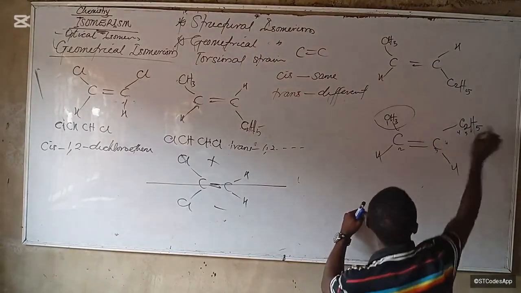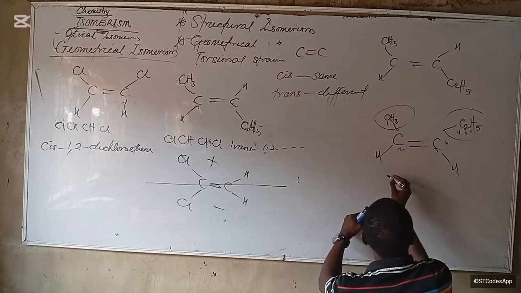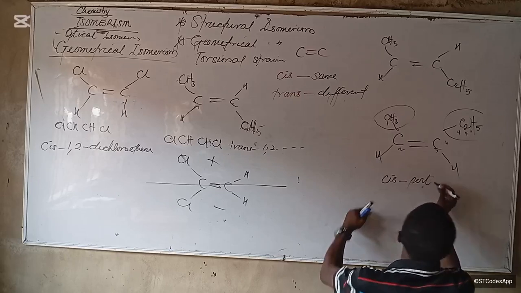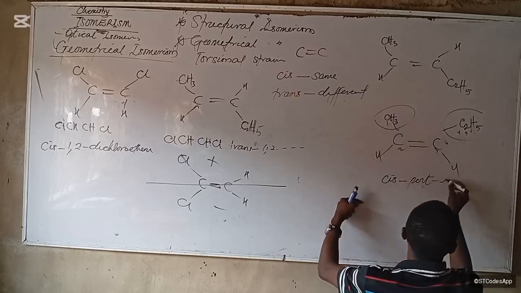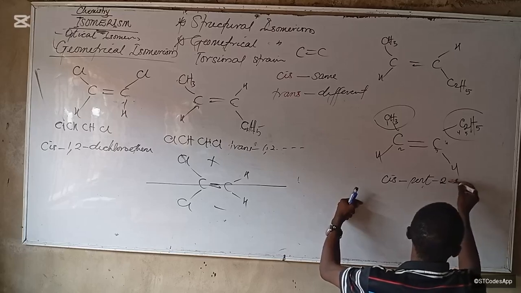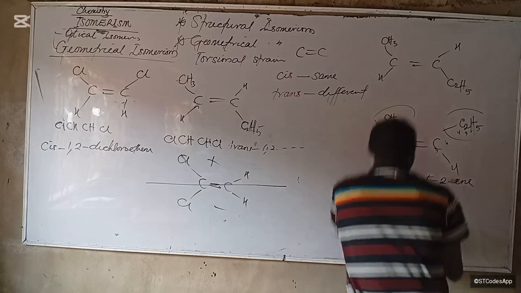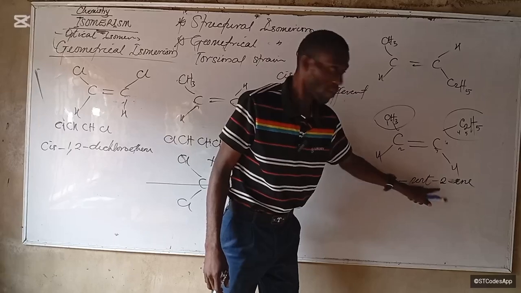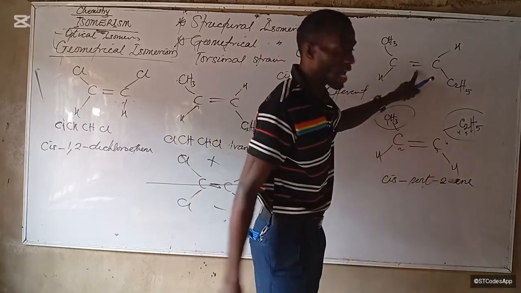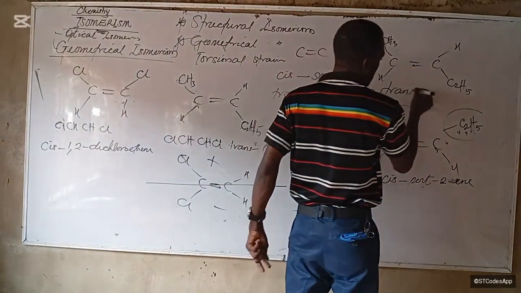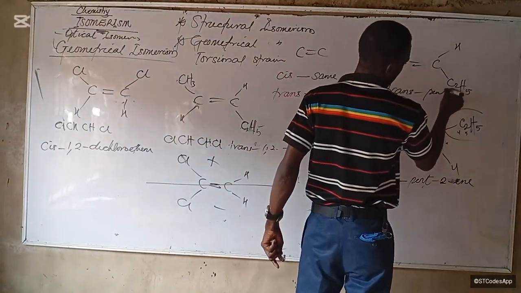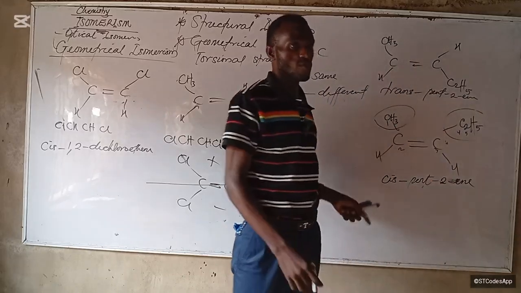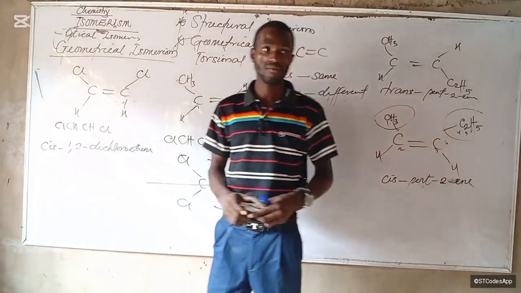Because these groups are on the same side of the double bond, we say this is cis. Pent-2-ene, because the double bond is on carbon 2. Is it clear? Cis-pent-2-ene. But this one, they're on different sides, so we say trans-pent-2-ene. Trans form, cis form. Exactly. So that's it.